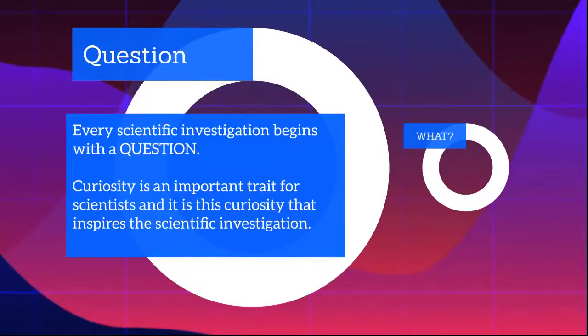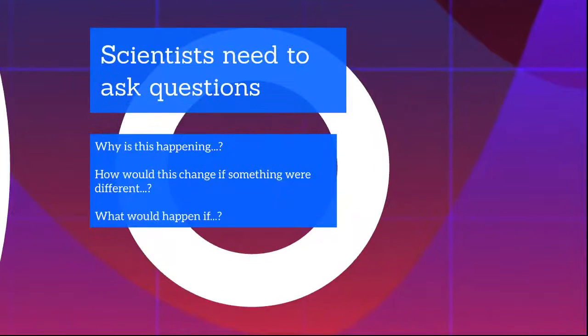So the first step in the scientific method is the question. Every scientific investigation begins with a question. Curiosity is an important trait for scientists, and it is curiosity that inspires the scientific investigation. Some things that scientists ask questions about are: why is this happening? How would this change if something were different? What would happen if?